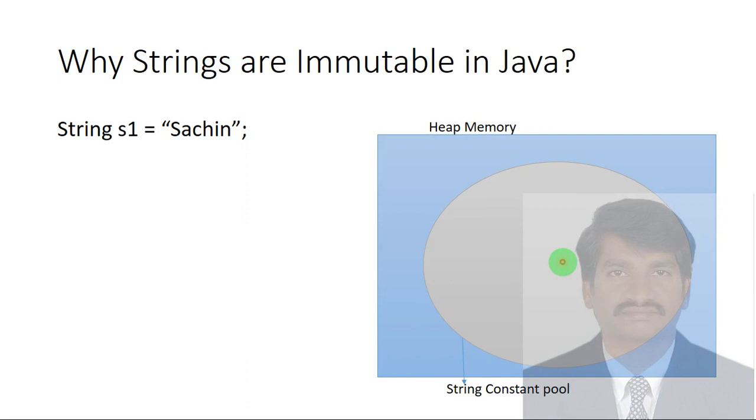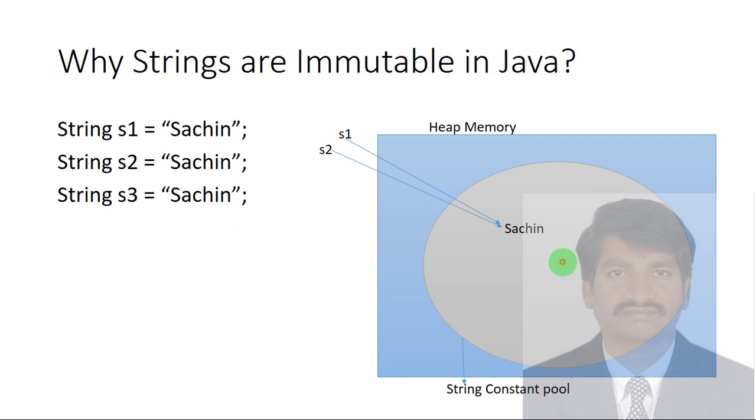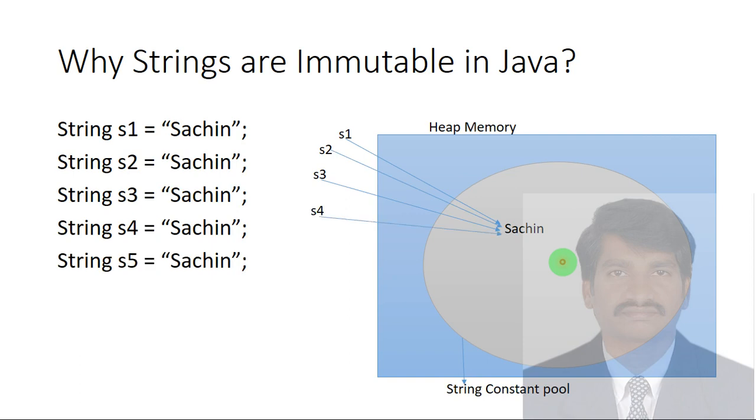Let us see the previous example. When I say String s1 is equal to Sachin, it will create the object with content Sachin in the string constant pool, and s1 will point to that object. String s2 is equal to Sachin, it will point to the same object. The same for s3, s4, and s5, each will point to the same object.